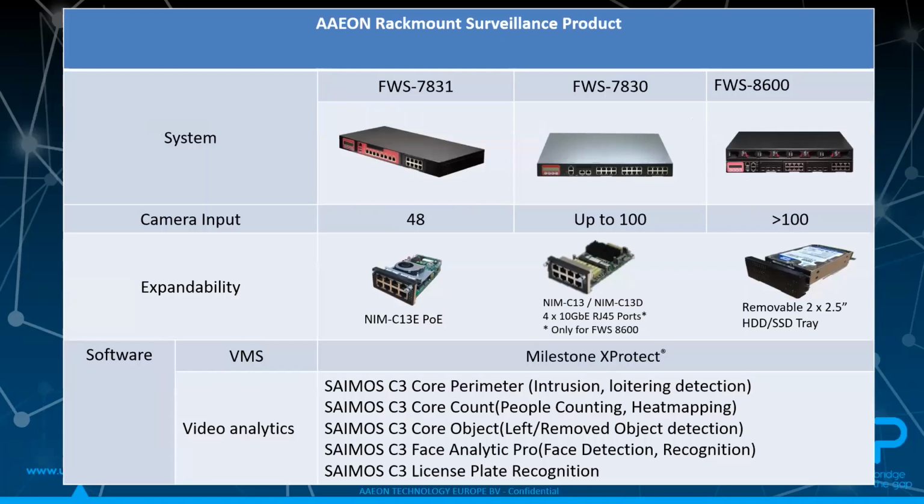In this slide, I will talk about Aaeon rack-mount surveillance products. First one is the FWS7A31, which can connect to 48 cameras, and the 7A30 for up to 100 camera connections. And finally, the 8600 for more than 100 camera connections. We also provide different types of expandable modules to fulfill different requirements, such as PoE, LAN, or 10G expansion modules, and the removable tray for 2.5-inch hard disks.